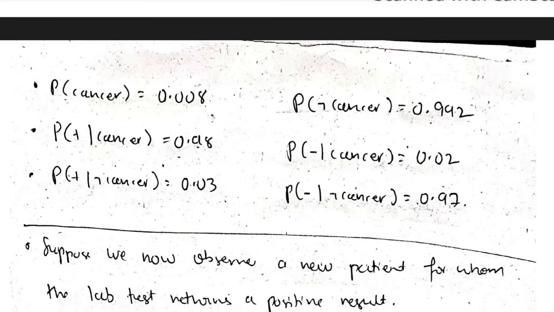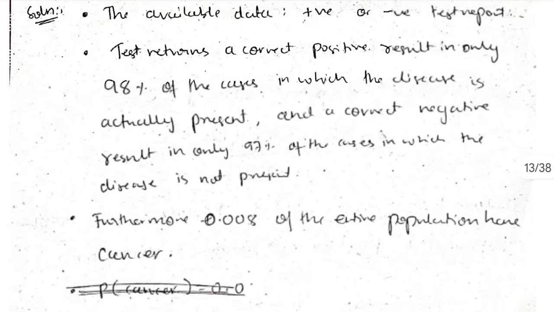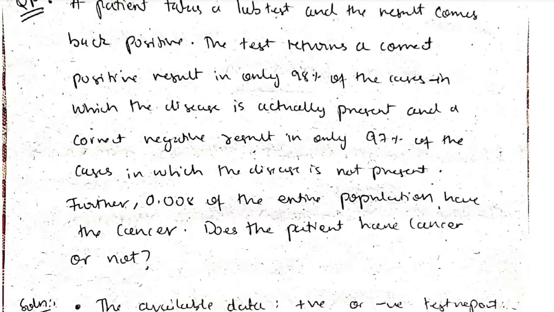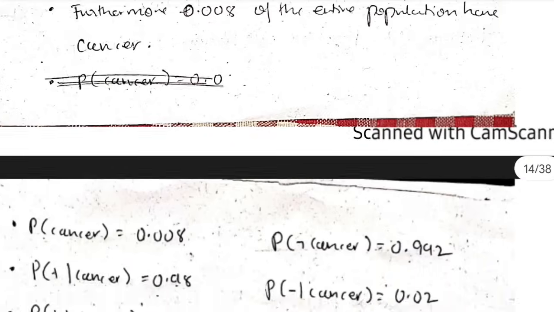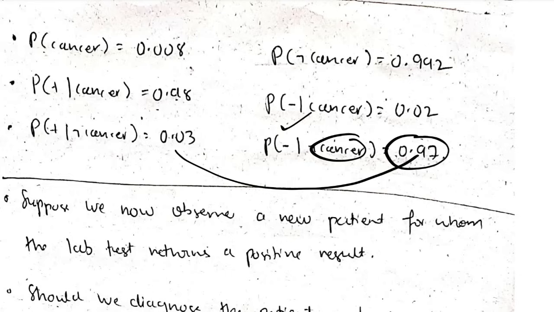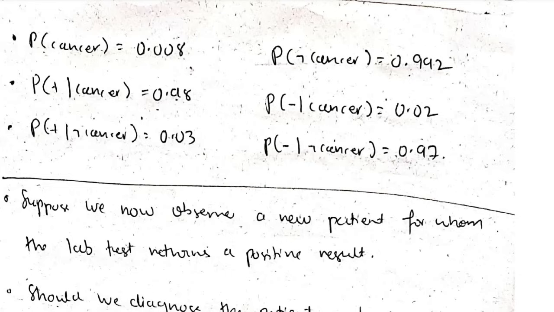Okay, and the next one is the test report. What is the probability of the test report being negative given that the person does not have cancer? This is given here only. The probability that the test report will be negative given that the person does not have cancer is a correct negative result. In 97% of the cases it will return that. If the person does not have cancer, it will return a negative result, which is correct in 97% of the cases. That's what I've written here. The test report returns negative and the person does not have cancer also. It is 97% of the cases. 1 minus this one. Okay, that's all you have to do.